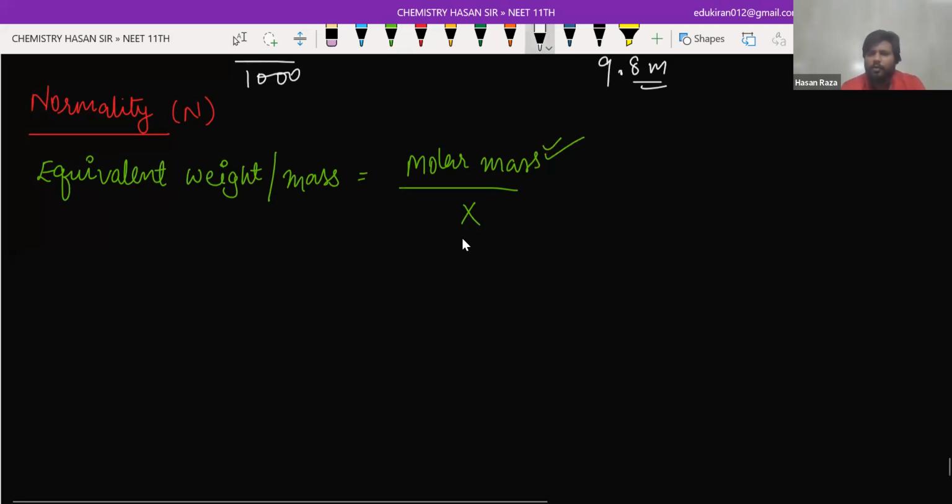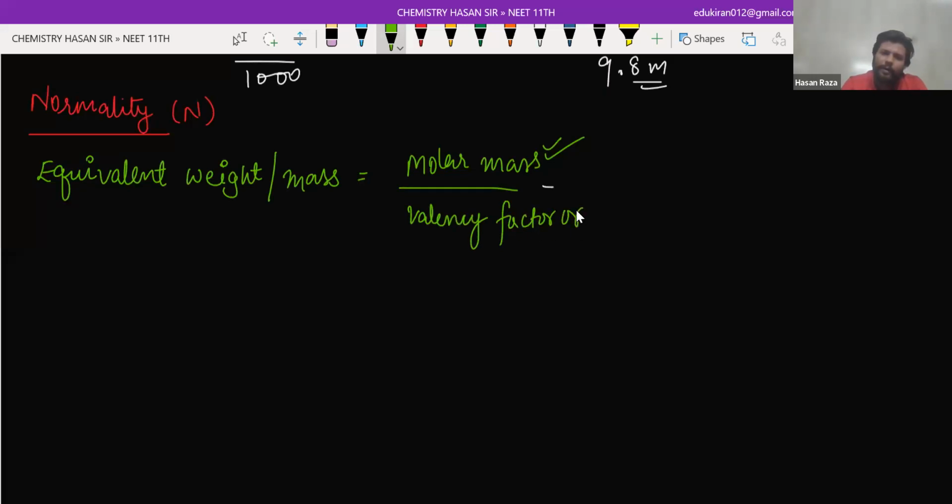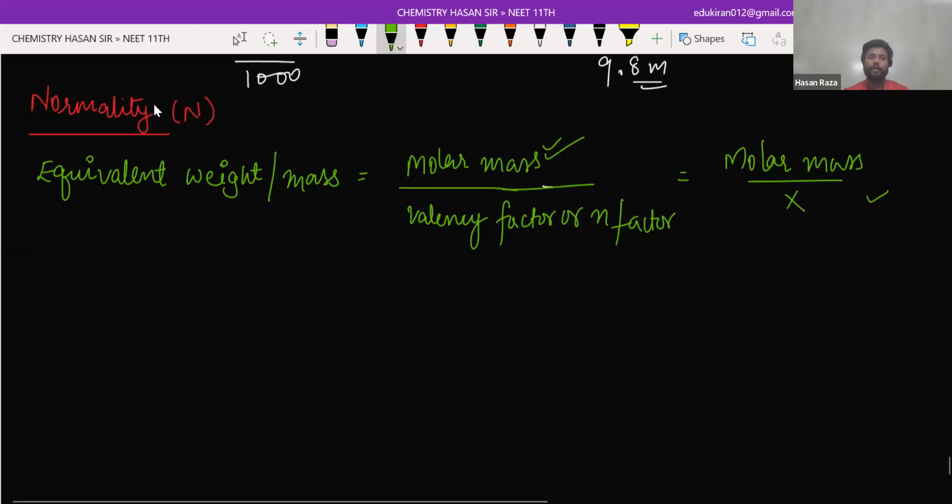If anyone has any doubt in calculation of molar mass, just let me know. I will explain. This X is what? Basically, this X we call valency factor or we call it N factor. This is denoted by X, molar mass upon X. So first you are going to write this formula, then I will explain what valency factor and N factor are. Both are the same term.